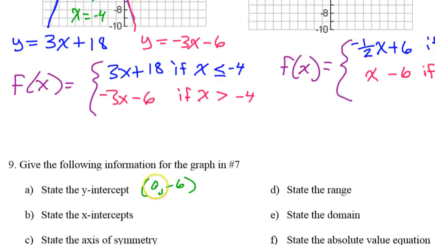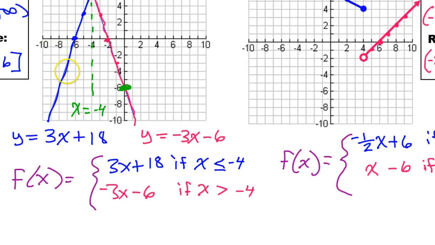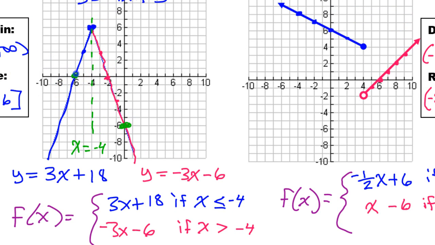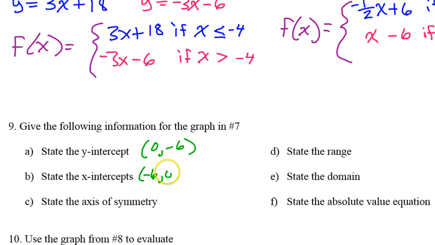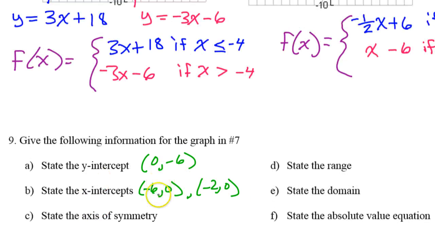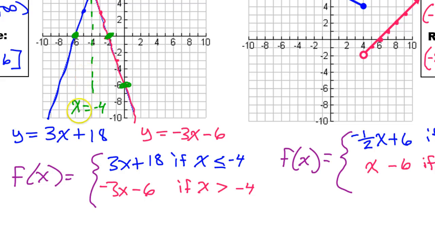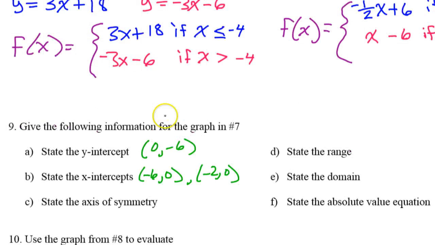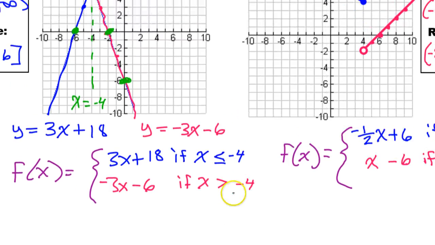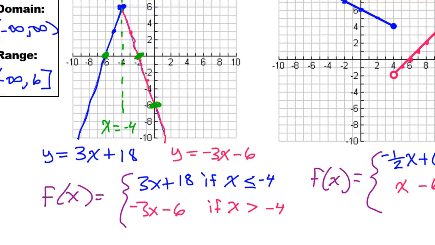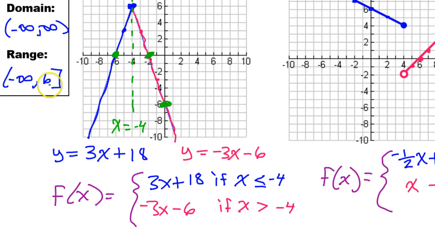What about the x-intercepts? All right, these are the two places where this upside down v touches the x-axis. So these are the x-intercepts at -6 and -2. So that means -6, 0, and -2, 0. The axis of symmetry is the vertical line down the middle. So that's x equals -4. Okay, the range and domain we already did. The range was -infinity to 6.